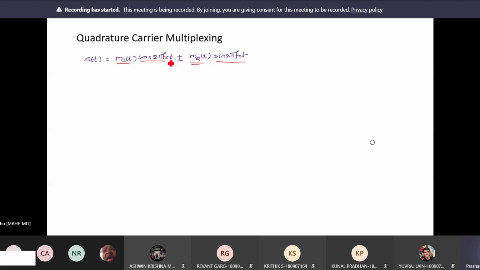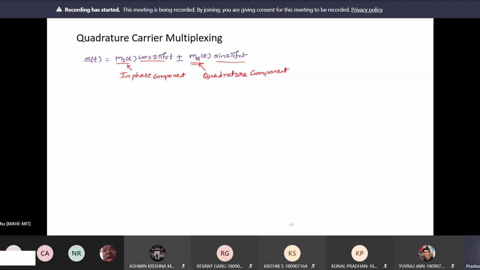So cos 2 pi fc t is orthogonal, or perpendicular, I can say, to sin 2 pi fc t, right? So you can say this mi of t is the in-phase component and mq of t is a quadrature component, because it is scaled by the quadrature carrier. Cos 2 pi fc t is a carrier, and sin 2 pi fc t is also the same carrier, because it is in phase quadrature, at phase pi by 2 with cos 2 pi fc t.